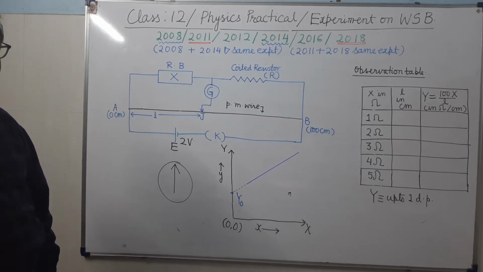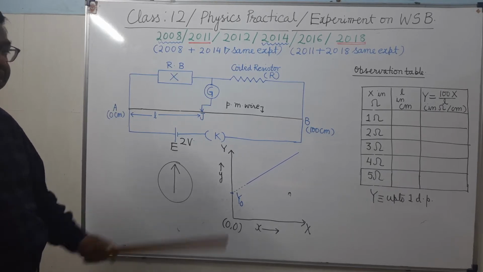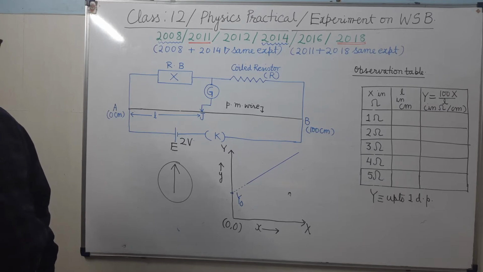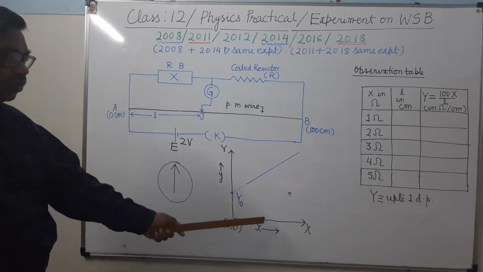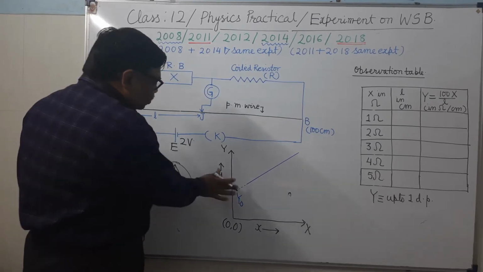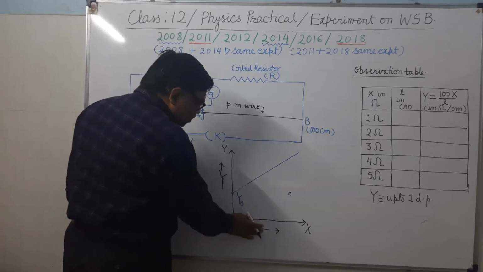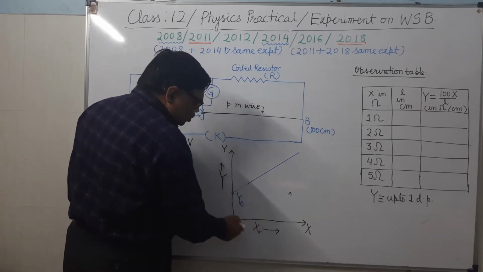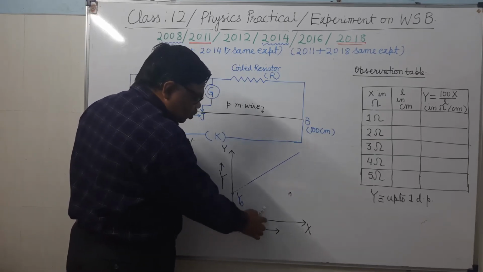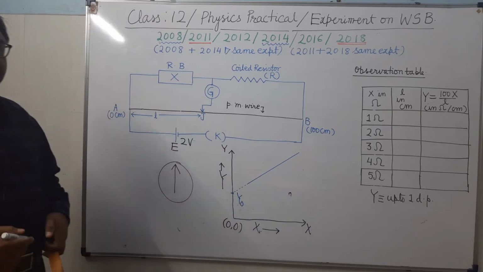Since we have to determine the intercept here, you take the origin at 0, 0. Here there will be the values of x, which you write in capital, because in the experiment also it is written in capital. Here it is y and this is x. So x will be 0 ohm, 1 ohm, 2 ohm, 3 ohm, 4 ohm, 5 ohm. You will plot the graph.